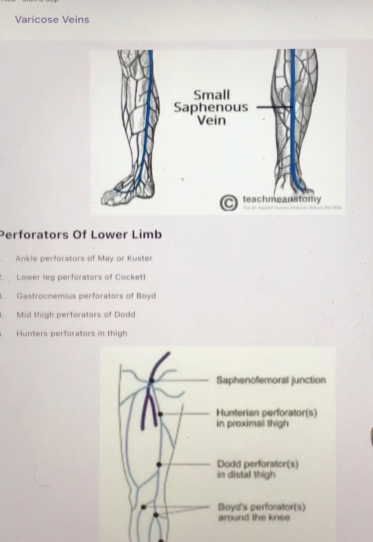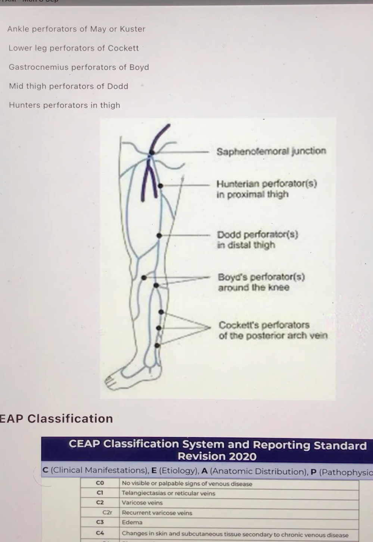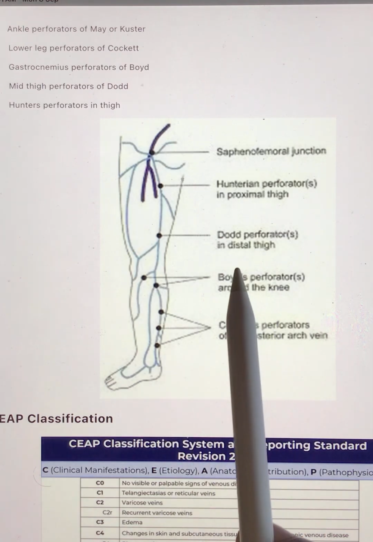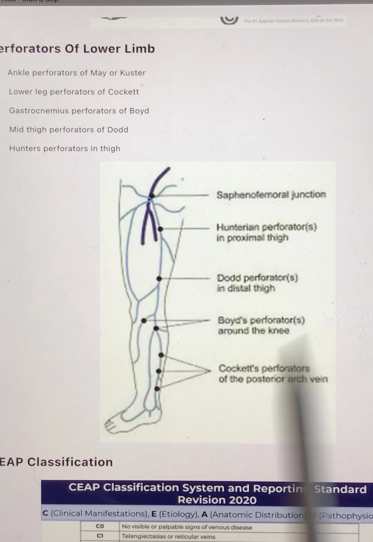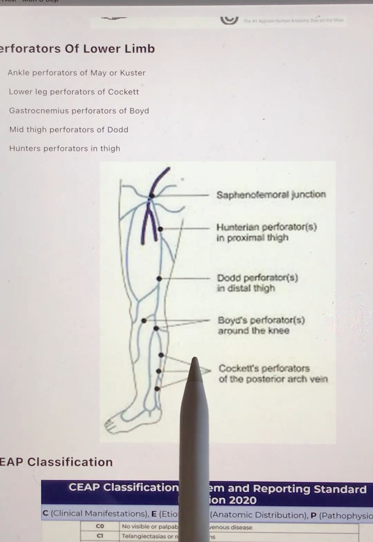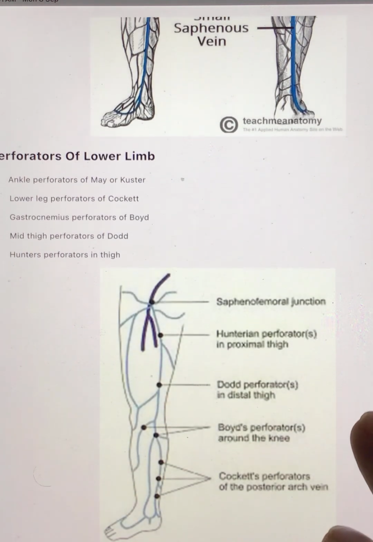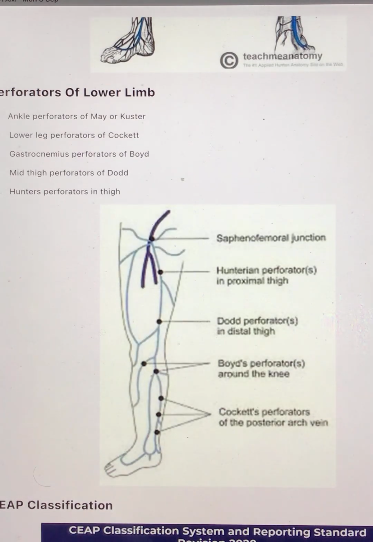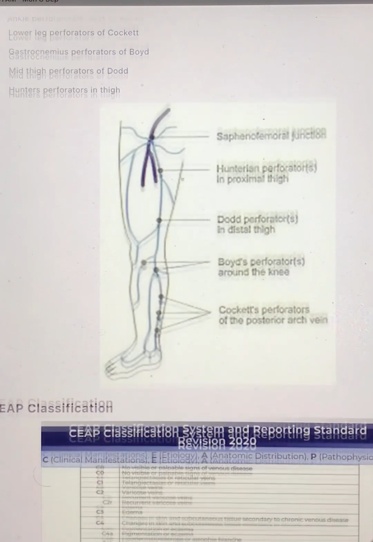Ankle perforators. So how are the perforators? These are the perforators at the ankle. If you see, Cockett's perforators of the posterior arch, Boyd's perforators around the knee, Dodd's perforators at the thigh, Hunterian perforators here, May or Cockett ankle perforators, lower leg perforators of Cockett, gastrocnemius perforators of Boyd, mid thigh perforators. So normally the blood is flowing from superficial to the deep. So whenever you compress this, they should not fill back from below.